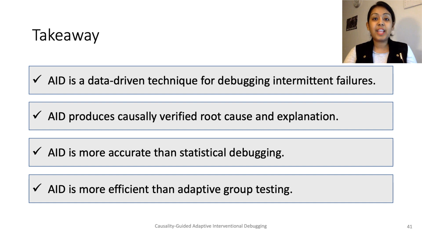To summarize, 8 is a data-driven technique for debugging intermittent failures. It produces causally verified root cause and explanation chain of intermittent failures. 8 is more accurate than statistical debugging and more efficient than classical adaptive group testing.